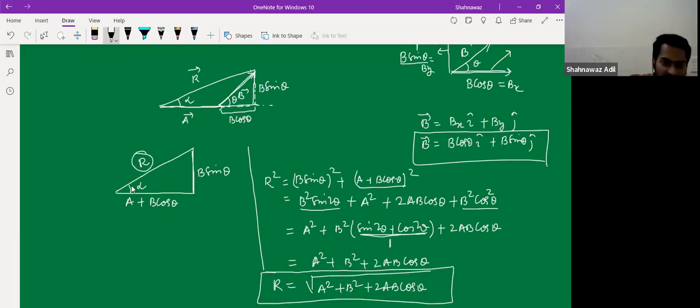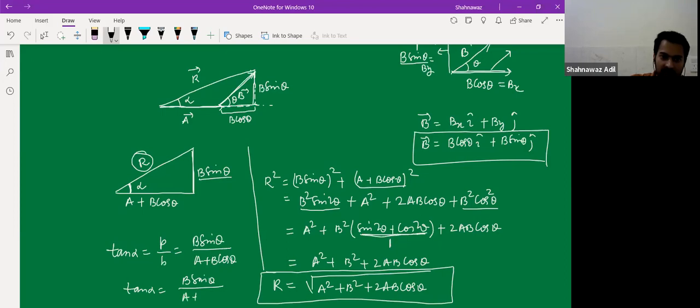And what would be this angle? So tan alpha is perpendicular upon base. The perpendicular is B sine theta, and the base is A plus B cos theta. So tan alpha would be B sine theta over A plus B cos theta.